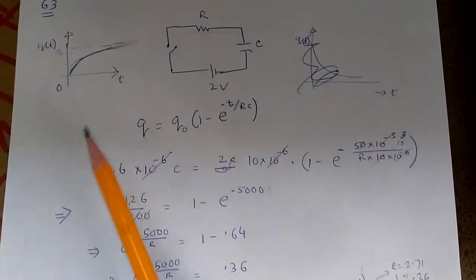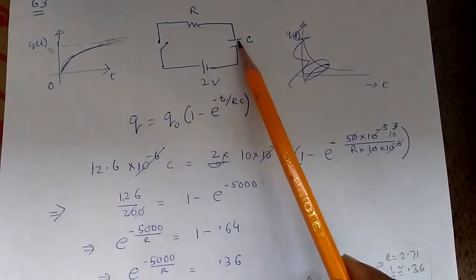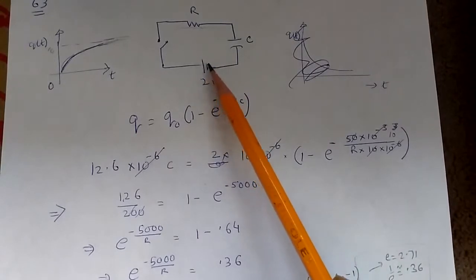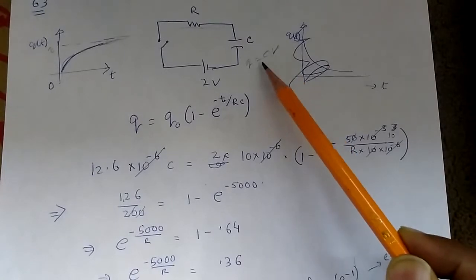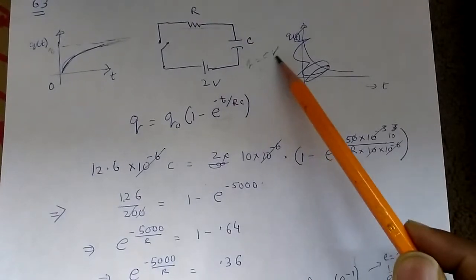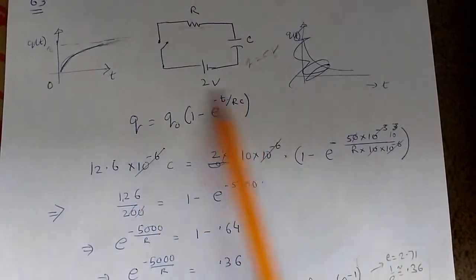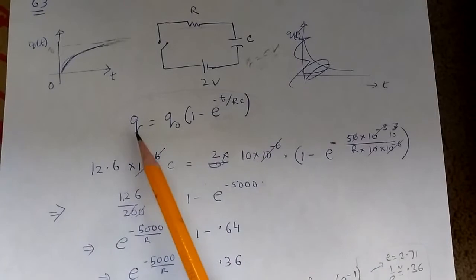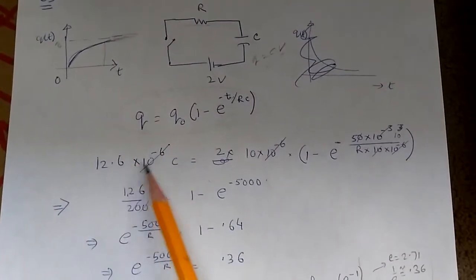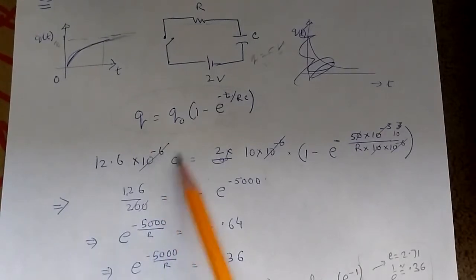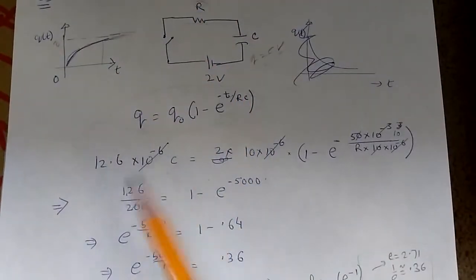The final value of this charge is Q0, and it is determined by Q is equal to CV, where C is the capacitance and V is the final voltage with which it is connected. So with this formula in place, we need to find out, at a certain time t, this charge becomes 12.6 times 10 to the power minus 6 coulomb. What is the value of R such that it happens at this time?